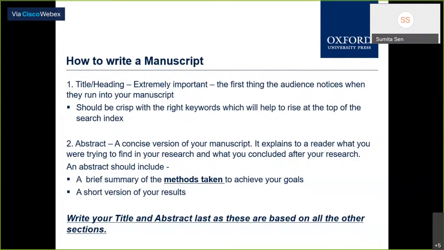So right keywords should be there in the heading. An abstract. What is an abstract? It's actually a summary. Now, can I write a summary of your research? Certainly not. I don't know what you're thinking. What you are thinking, or what is the message that you are trying to give the audience, is what you know best. Therefore, the abstract should be written by the author himself, and it should include a brief summary of the methods taken and a short version of your results.